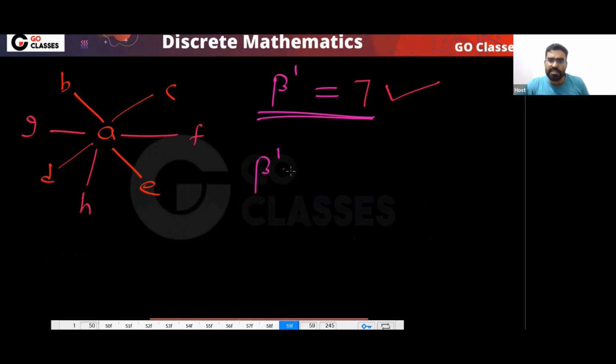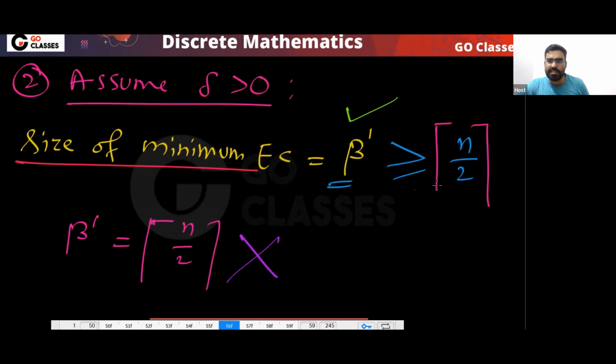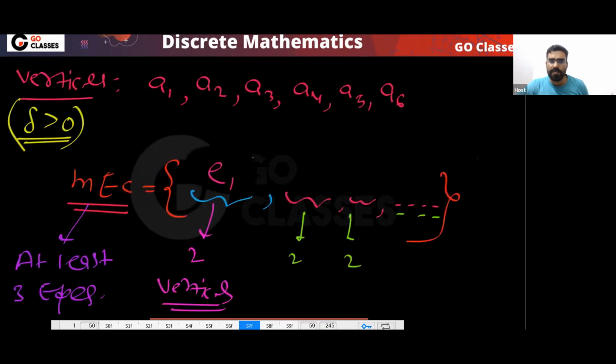So you can notice beta dash is equal to 7, and this is not equal to the number of vertices divided by 2. You have 8 vertices in total, 8 divided by 2, so beta dash is not equal to 8 divided by 2. Is this clear? Basically, the edge cover should be greater than or equal to this. It means minimum these many edges you need, because one edge will give you 2 vertices, another edge can give you 2 vertices. Maybe more, but the point is, minimum you need 3 edges.